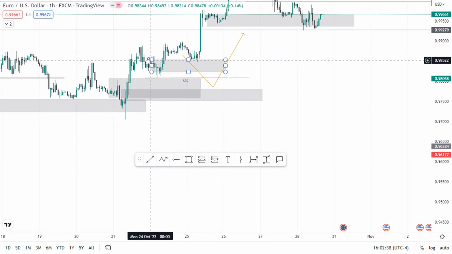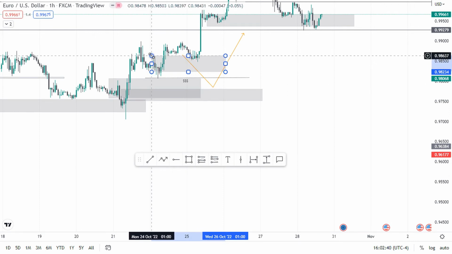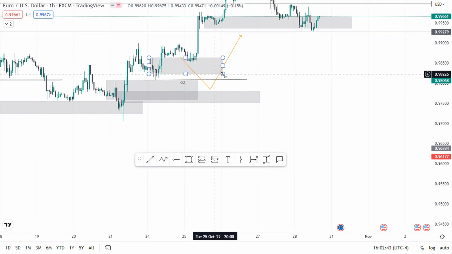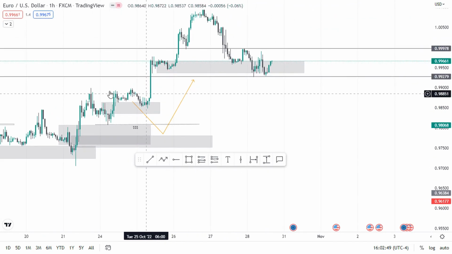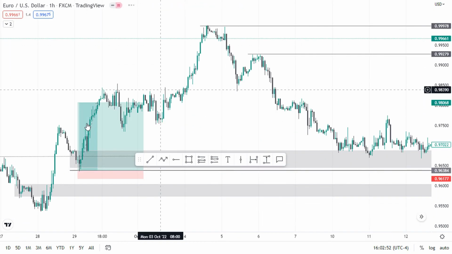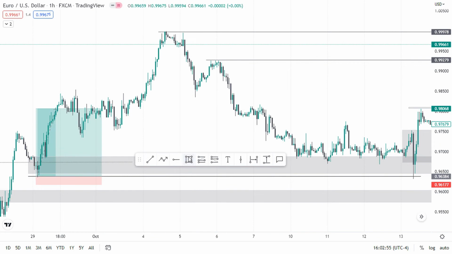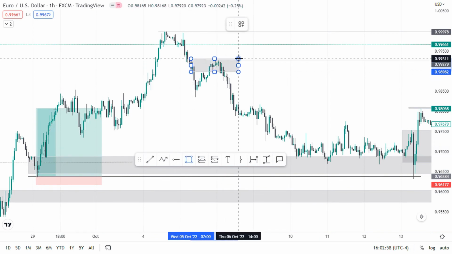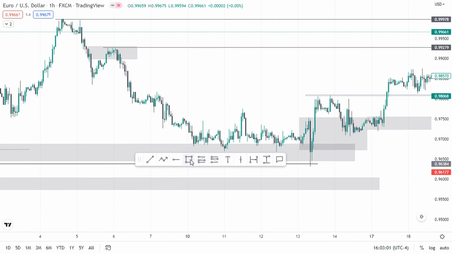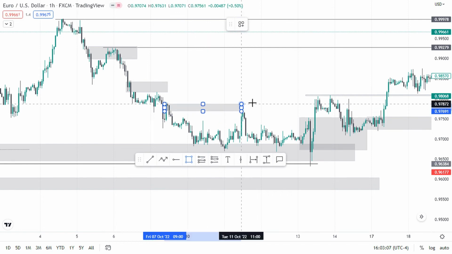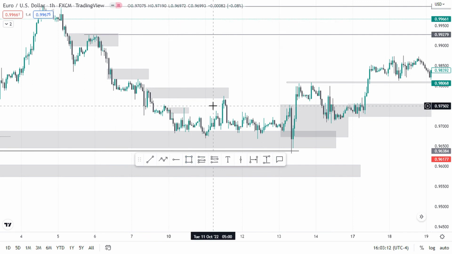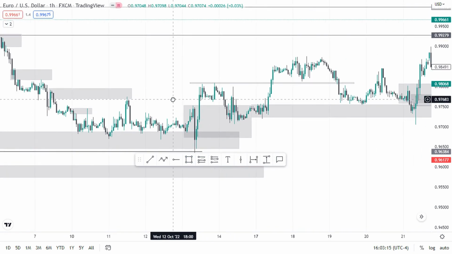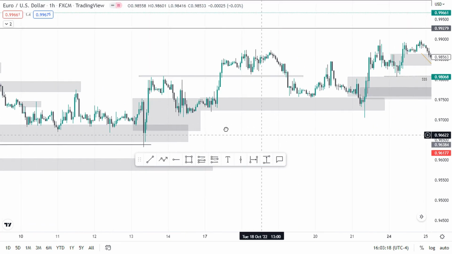Even on the 1 hour time frame, we see the same thing repeating itself. In this case, markets came to retest the breaker block, and then this is another 1 hour order block being tested. And even if you go down to the 1 minute chart, you keep seeing how markets retest order block, order block, order block, order block.